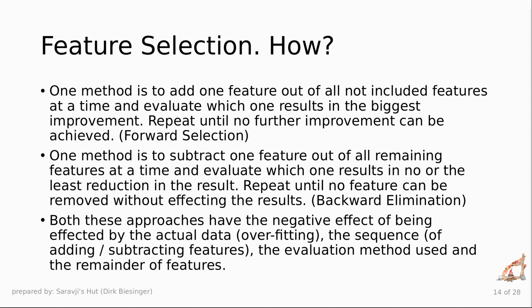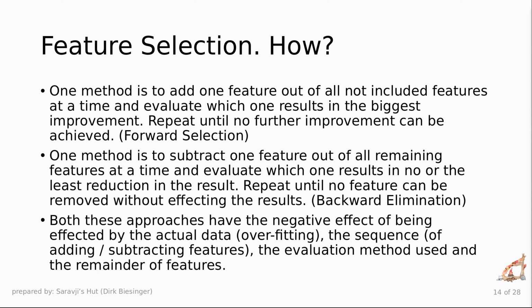So how can we do feature selection, or how can we get to the result of feature selection? One method is to simply add one random feature out of all not yet included features at a time, and then evaluate which feature creates the biggest lift, the biggest improvement. And we repeat this until we don't see any more improvement. This approach is called forward selection.